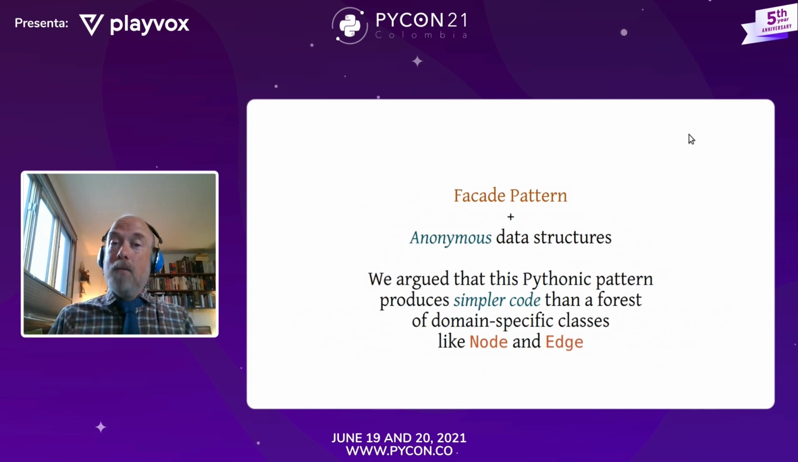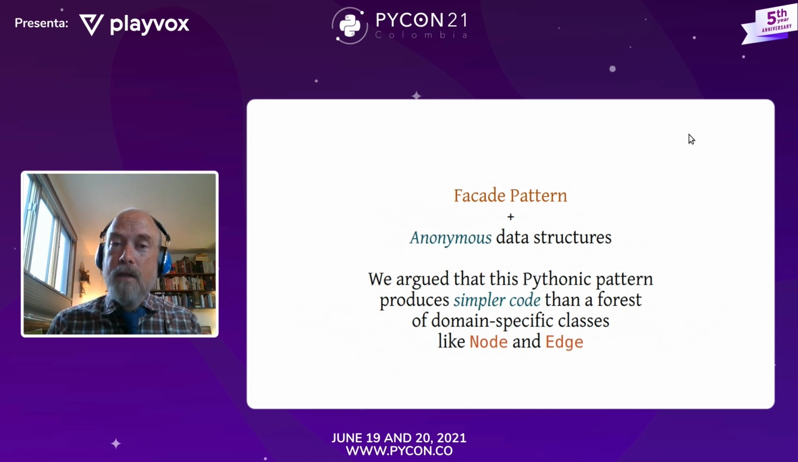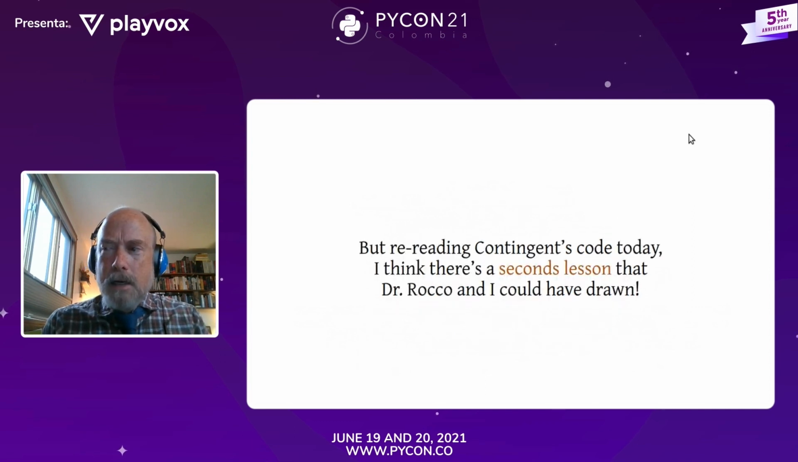So that's what we mean by the facade pattern, a class which hides what's going on, abstracts what's going on, plus anonymous data structures. We argued in our chapter that this Pythonic pattern produces simpler code than a forest of domain-specific classes like node and edge. That's what we did in our chapter.